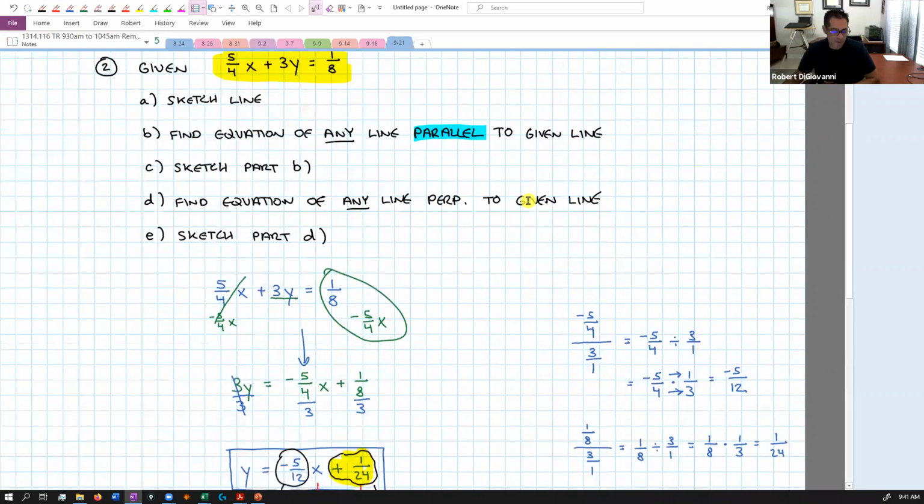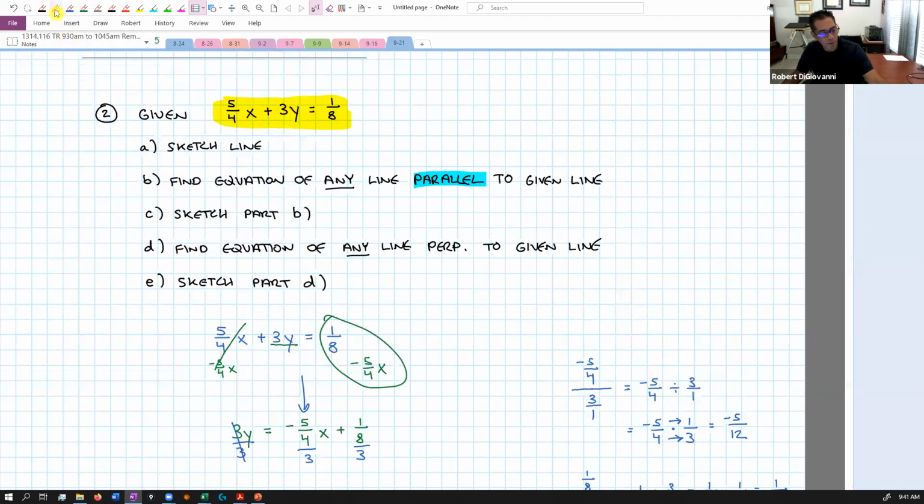So why don't I do this? I'm just going to make one up here. How about I do y equals, well, I know the slope has to be -5 over 12, right? And then x, and then I can do plus any y-intercept I want. So I don't know, how about 6? There. That line would be parallel to the line that was given.